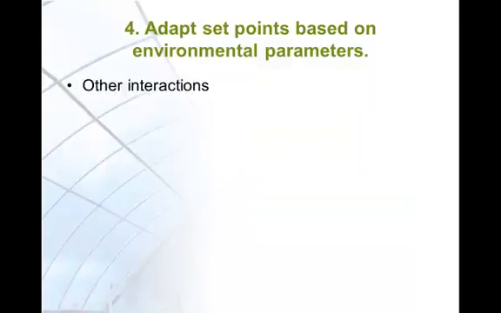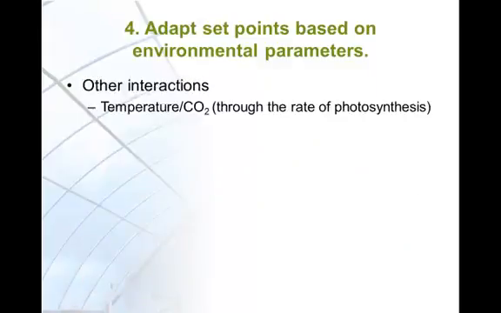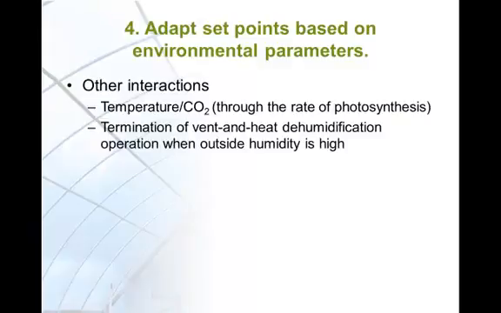There are other interactions to consider. Temperature and carbon dioxide affect each other through the rate of photosynthesis. Looking beyond photosynthetic efficiency, there are other set points that may be changed. Vent and heat dehumidification operations should be terminated when outside humidity is high. When outdoor humidity is high, running vent and heat will only waste energy, and it will not achieve the relative humidity set point.